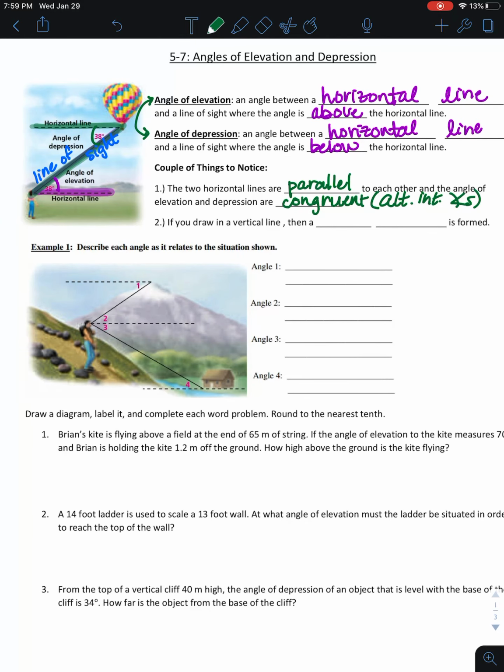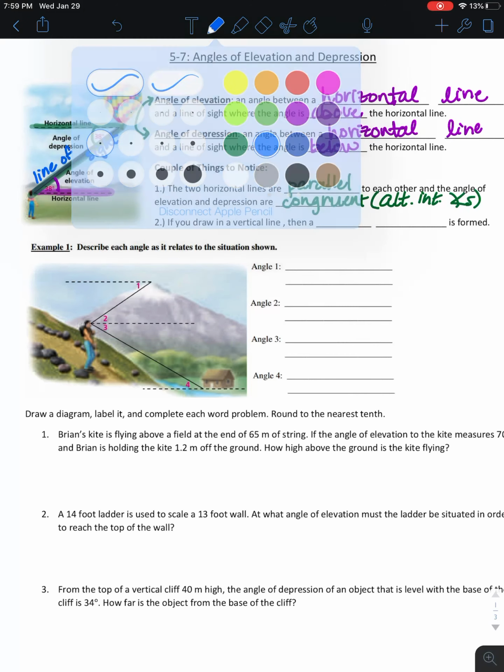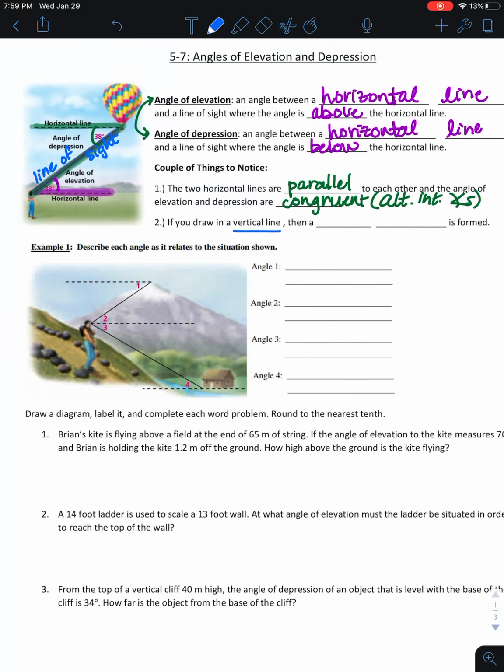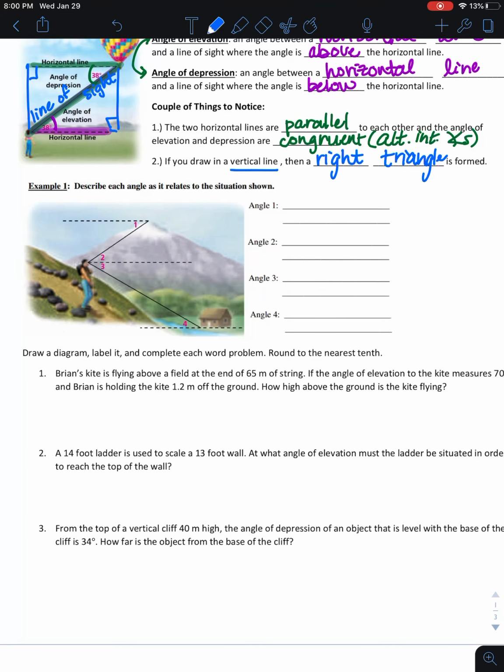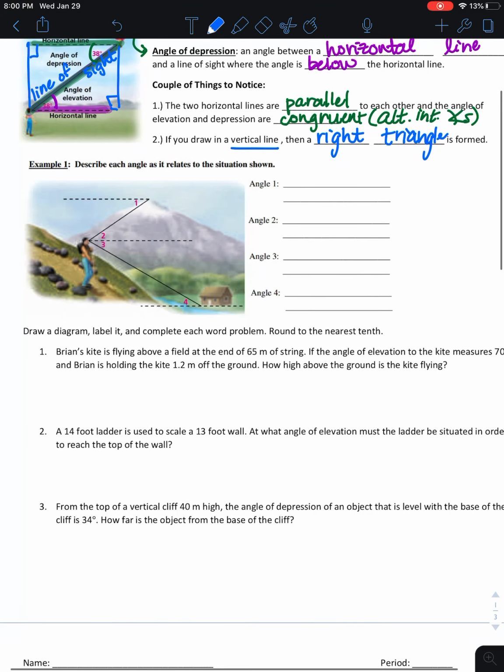How convenient. Another important thing to note is that if you were to draw a vertical line, then a right triangle is formed. So I could draw a right triangle here. There's my right triangle. More commonly, we use this right triangle. There you go. But it doesn't matter which triangle you draw and you use because they are both congruent. Okay? All right. So now we're going to do example 1 together.